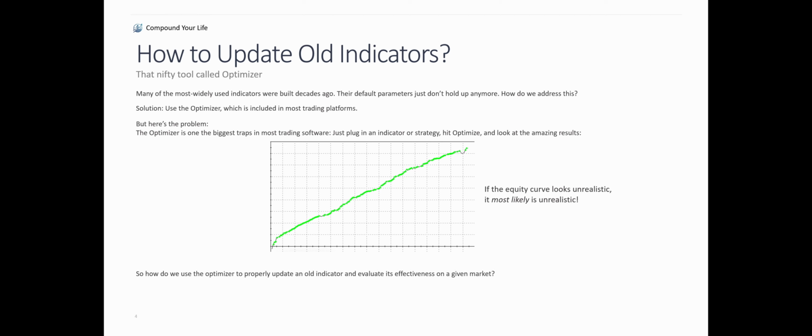So what is the best way to use an optimizer to update an old indicator, but still evaluate whether it is an effective indicator and that we didn't just magically pick numbers that would have worked in the past? This is something I talked about earlier in this series, but this is a good opportunity to show you an actual example. What I'm showing here is the ultimate oscillator, which has 3 parameters. The first one is like a daily parameter, and then a weekly, and I think a monthly parameter.